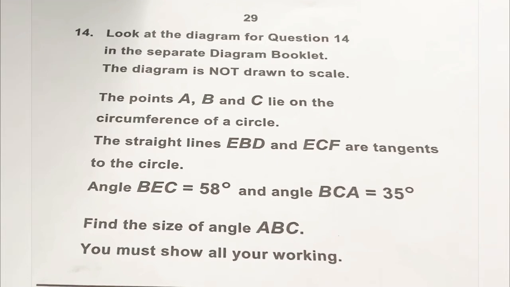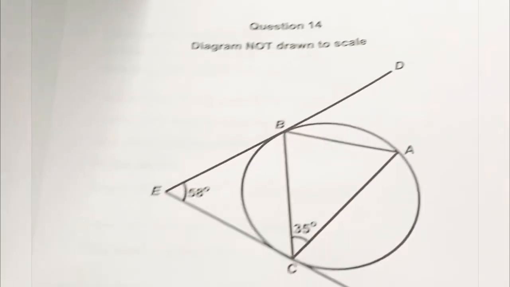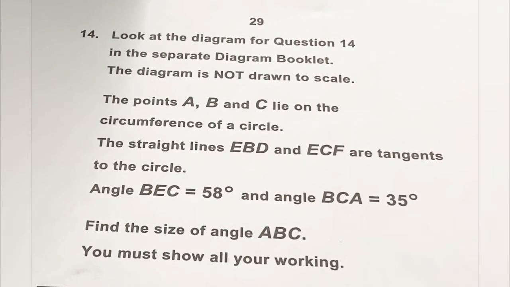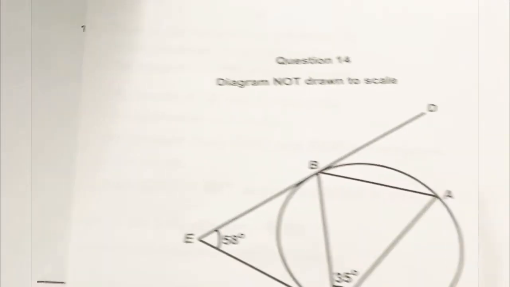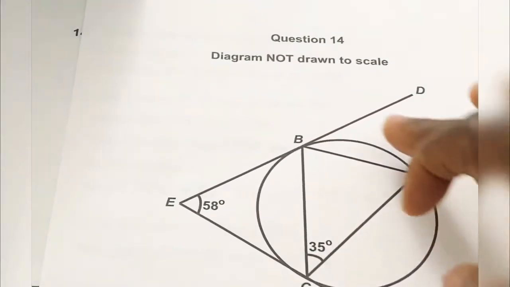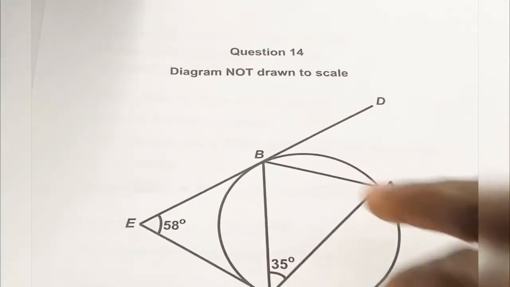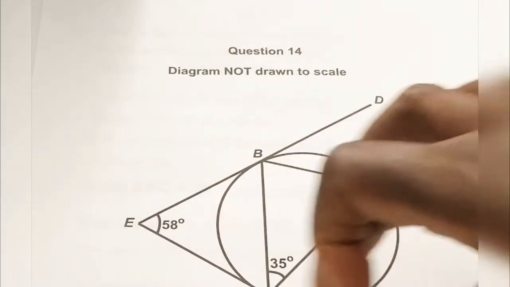So question 14 says, look at the diagram for question 14. That's this one right here, in the separate diagram booklet. The diagram is not drawn to scale. The points A, B, and C lie on the circumference of that circle. The straight lines EBD and ECF are tangents to the circle.